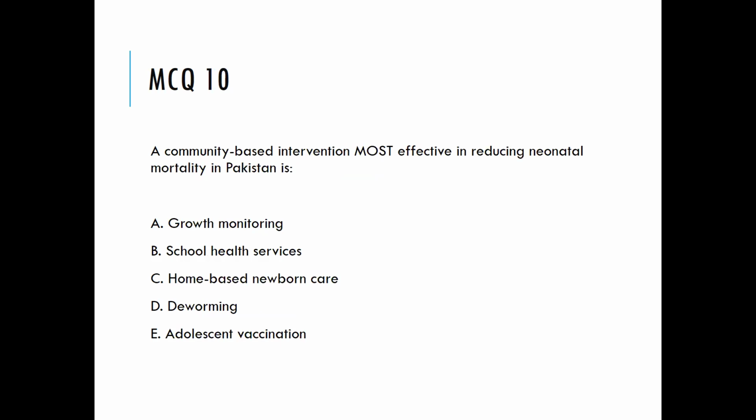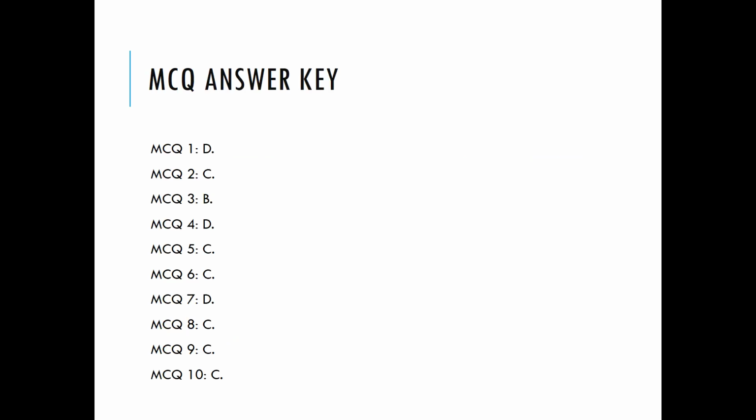Last question is a community-based intervention most effective in reducing neonatal mortality in Pakistan is option A, growth monitoring, or option B, school health services, C, home-based newborn care, D, deworming, and option E, adolescent vaccination. C. Yes, C is the right answer. This is the answer key to all of the questions.